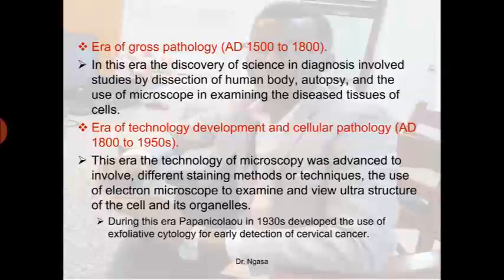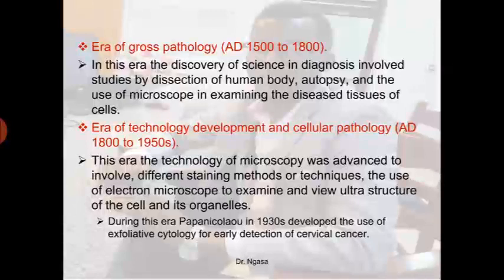And then also followed by the period of technology development and cellular pathology, which was during the Anno Domini 1800 to around the 1950s. During this era, the technology of microscopy was advanced to involve different staining methods or techniques, the use of electron microscopes to examine and view ultrastructures of the cell and its organelles. And it was during this era where Papanicolaou developed the use of exfoliative cytology for early detection of cervical cancer.